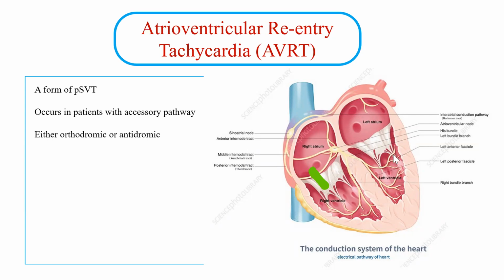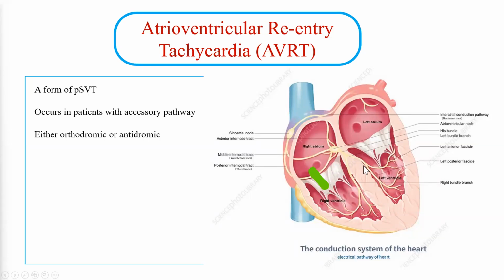All right, so again, we talked about the two types of AVRT. In the orthodromic, the anterograde conduction to the ventricles happens through the AV node, while in the antidromic, the anterograde conduction happens through the accessory pathway and the retrograde conduction happens through the AV node. Again, in the orthodromic AVRT, the anterograde conduction happens through the AV node, producing a regular narrow complex tachycardia.